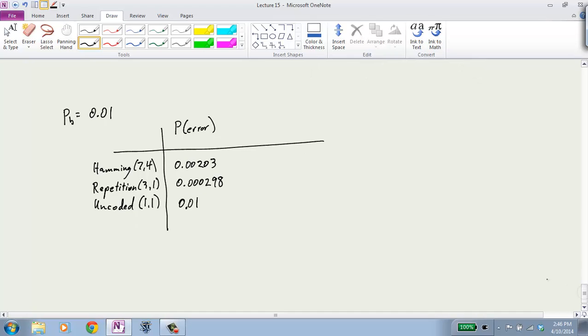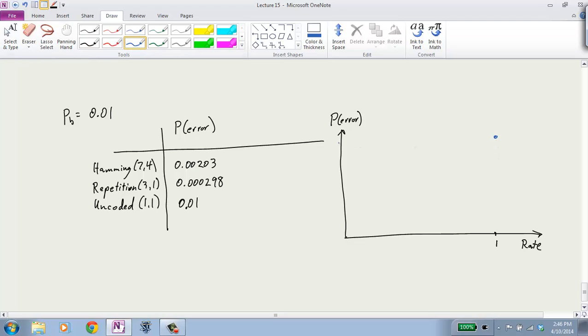Now we can make a plot that would be of interest that would say, here is the rate of the code, and here is the probability of error. Okay, so we have the probability of errors here, and the rates are easy to get, right? The rate is 4/7 for this Hamming code. It's 1/3 for the repetition code, and it's 1 for the unencoded. So we get some points here. We say, well, you're not going to get a rate more than 1. 1 means unencoded. And so that is going to be something like this.